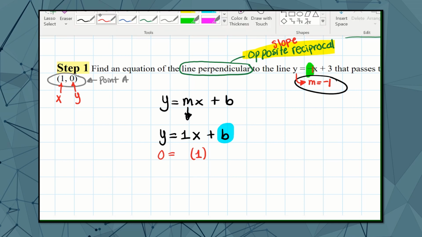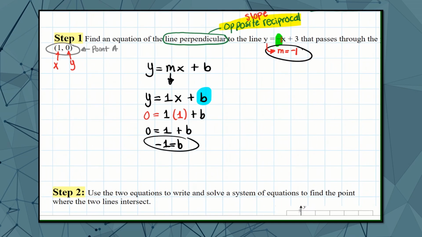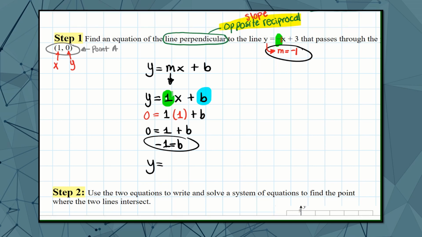Everything else in the equation, I'm just going to bring down. So 1 plus the b. Multiply the 1 and the 1, that gives me 1. Then I'm going to isolate my b by subtracting 1 from both sides, so I get my b, which is the y-intercept, is negative 1. So the equation that's perpendicular to this line is y equals the slope, which is positive 1, and this time I'm not going to include it, so I'm just going to put x, and the y-intercept, which is negative 1.